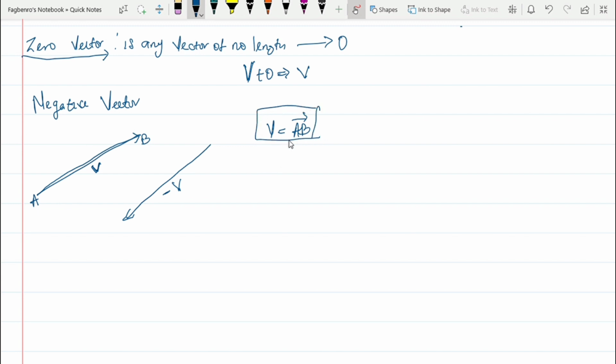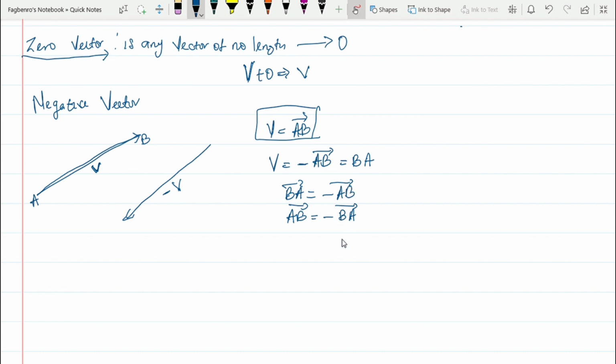To represent the negative vector in this form, it will be v equal to negative of AB. Negative of AB. And sometimes we represent it as BA. Remember that BA is the same thing as minus AB, and also AB is the same thing as saying minus BA. Do not forget your arrowhead.